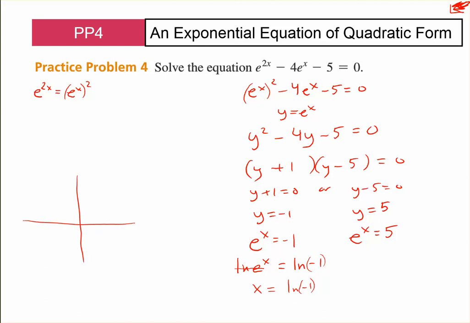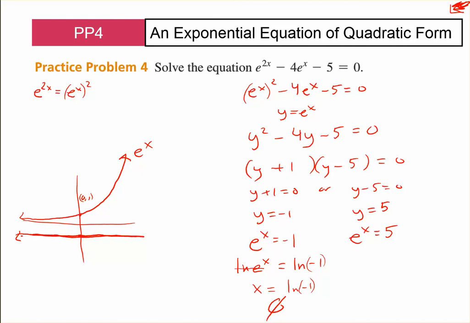So remember, exponential functions do this, right? They go like that if you read 4.1. So they go through 0, 1. But -1 is all the way down here. Here's your -1. Will these two lines ever cross? No, I don't think so. So this one gives you no solution.